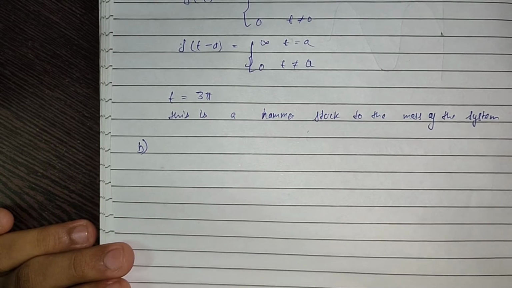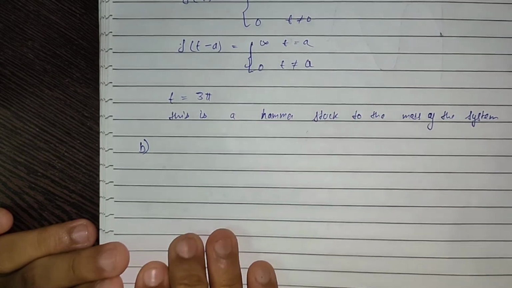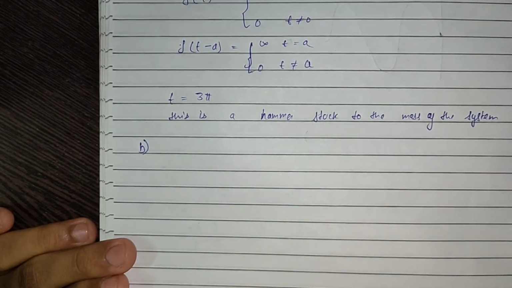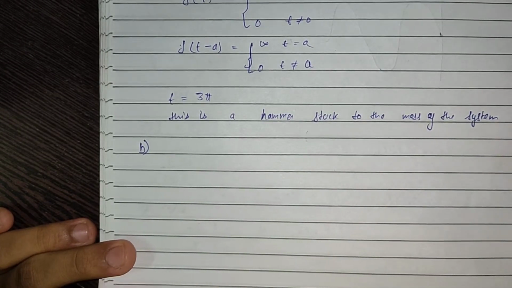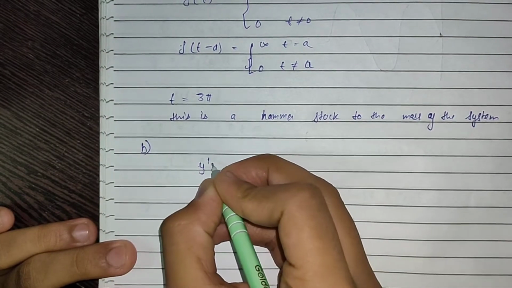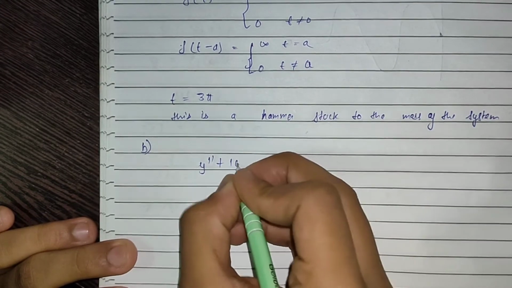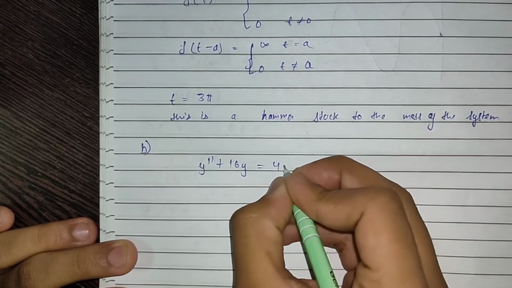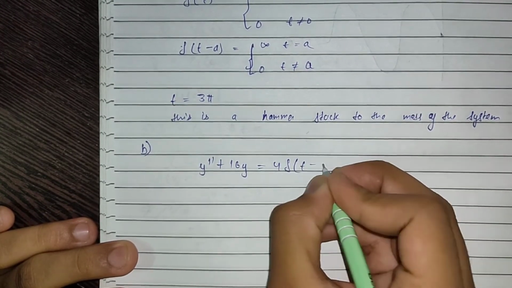In the B part we have to sketch the graph of the solution without actually solving it, just by using our intuition. So as this is our ODE, y double dash plus 16y is equal to 4 times Dirac delta of t minus 3 pi.